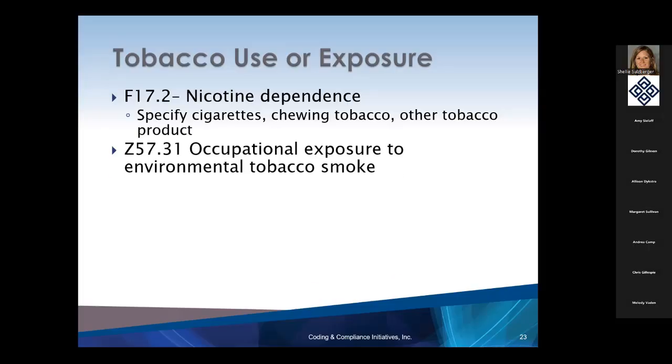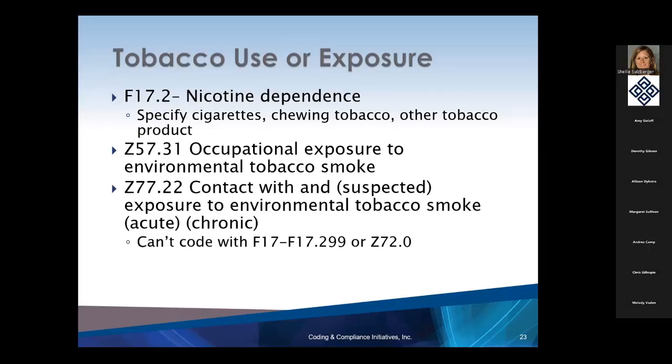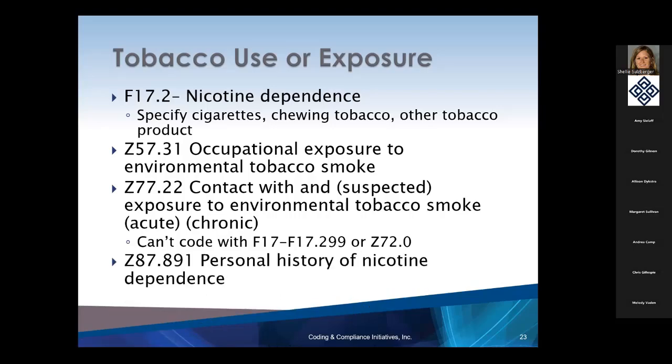If the documentation indicates that the patient has occupational exposure to environmental tobacco smoke, we have a Z code we would report. If they have a contact with or a suspected exposure to tobacco smoke, then we would report Z77.22. Now, with this, there is an instructional note that says you can't report this contact code if they currently are nicotine dependent or have tobacco abuse or use. And then we also have the personal history.